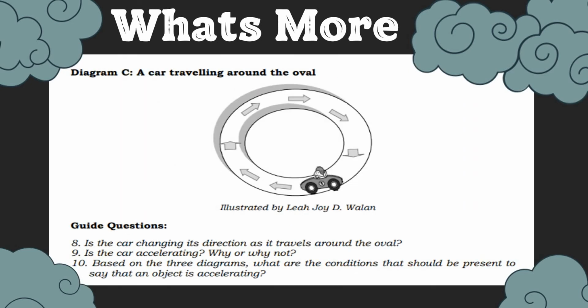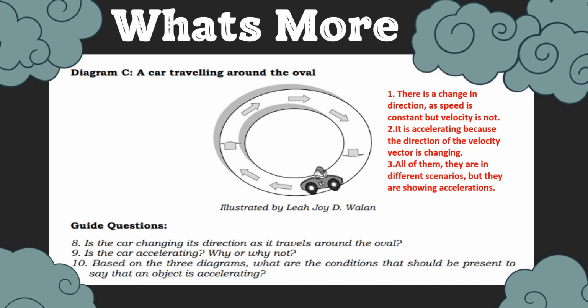Let's have diagram C, a car traveling around the oval. Guide question number 8: Is the car changing its direction as it travels around the oval? There is a change in direction as the speed is constant but velocity is not. Number 9: Is the car accelerating? Why or why not? It is accelerating because the direction of the velocity vector is changing. And number 10: Based on the 3 diagrams, what are the conditions that should be present to say that an object is accelerating? They are in different scenarios, but they are all showing acceleration.